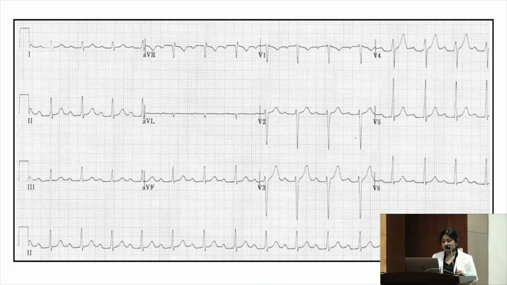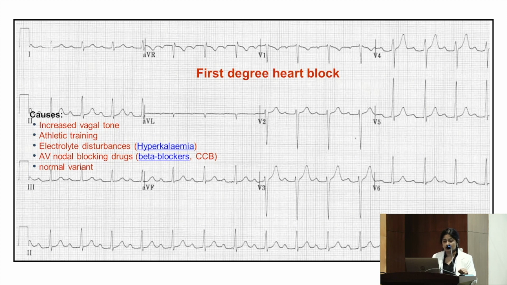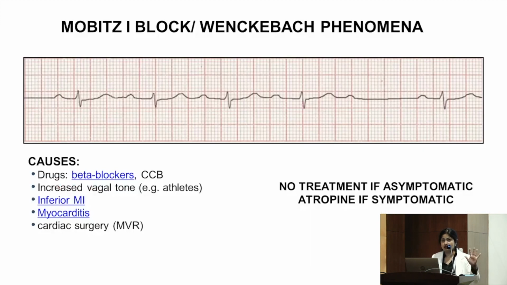Coming to bradyarrhythmias, what exactly is happening here? Anyone? If you notice, the PR interval is getting prolonged. What is it? First degree heart block. Causes: increased vagal tone, athletes, electrolyte disturbances, use of AV nodal blocking drugs, or can be seen normally. Treat it? No need to, it's a normal variant.